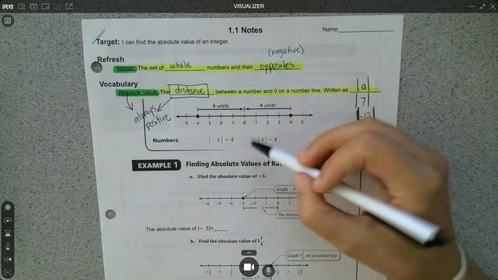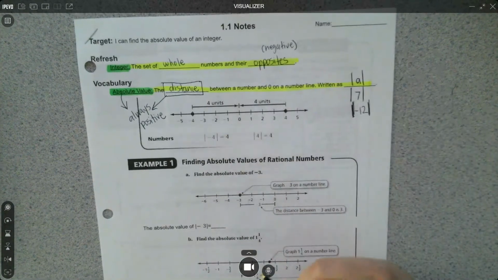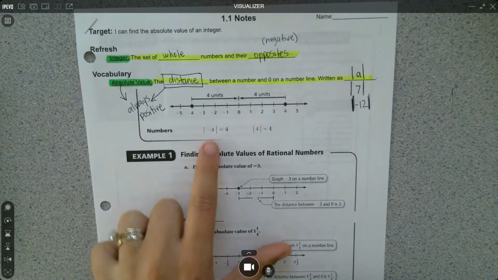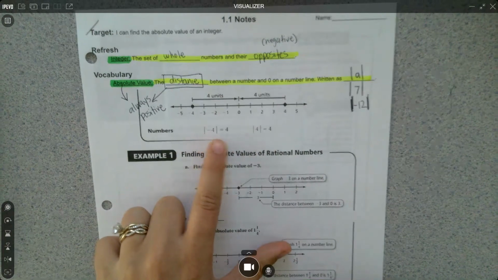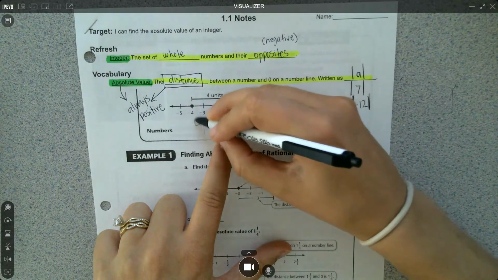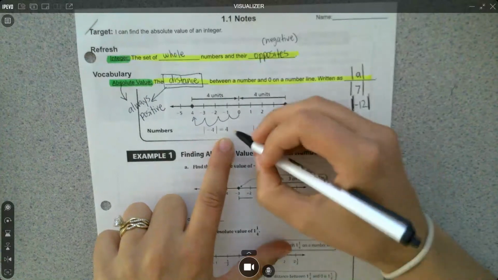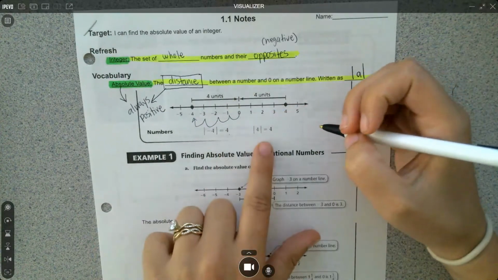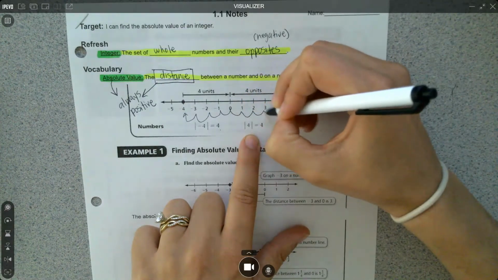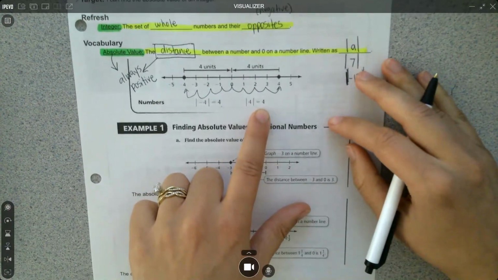So down here we have an example. Notice how we have the high bars around -4 and high bars around 4. Those are absolute value bars. This is saying we're finding the absolute value of -4. And that distance, 1, 2, 3, 4. My distance from 0 to -4 is 4. So my answer is positive. And same thing over here. The distance from 0 to +4, 1, 2, 3, 4 is still 4. It is always positive.